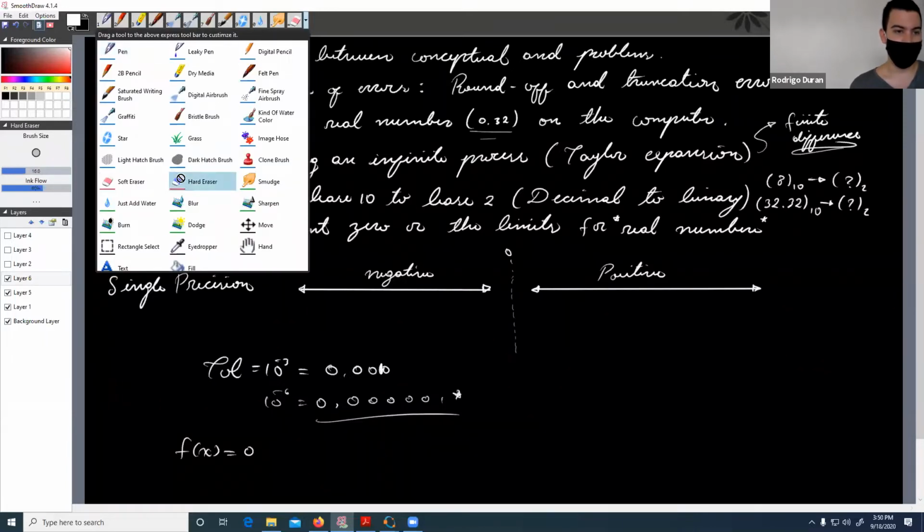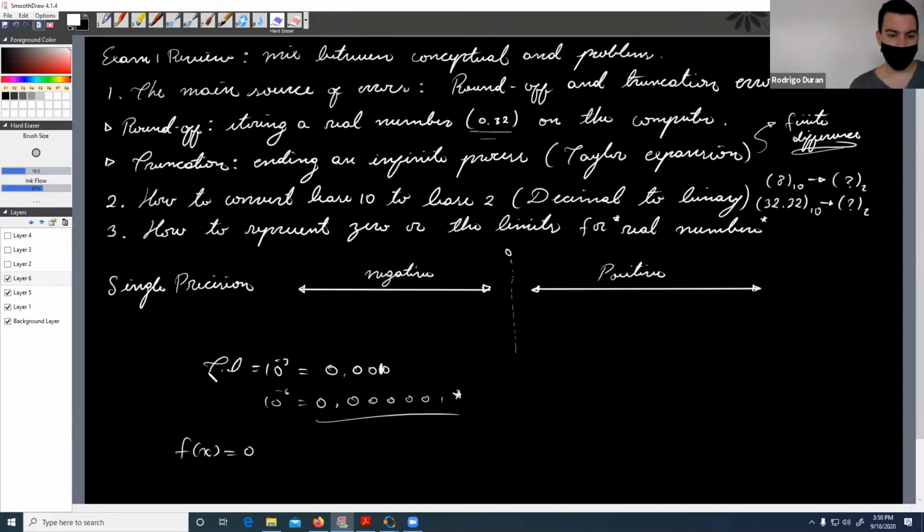And I don't know, can I put it here? Oh, there you go, perfect. I have to use the hard eraser, not the soft eraser.